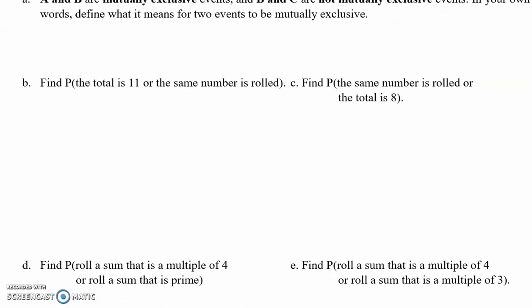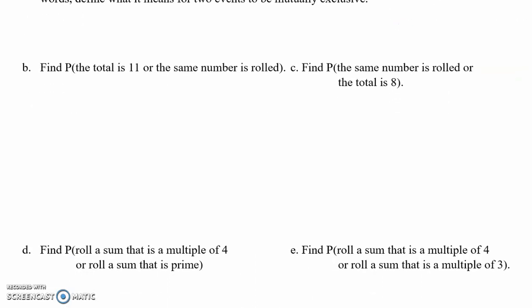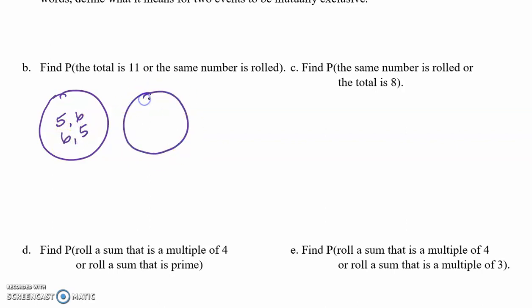Part B. Find the probability that the total is 11 or the same number is rolled. Sometimes it helps to think of a Venn diagram. So the total being 11, you could roll a 5 and a 6, and a 6 and a 5. And then over here, the same number is rolled is a 1 and a 1, and all of these other examples. And so you can visually see that they don't share anything in common.